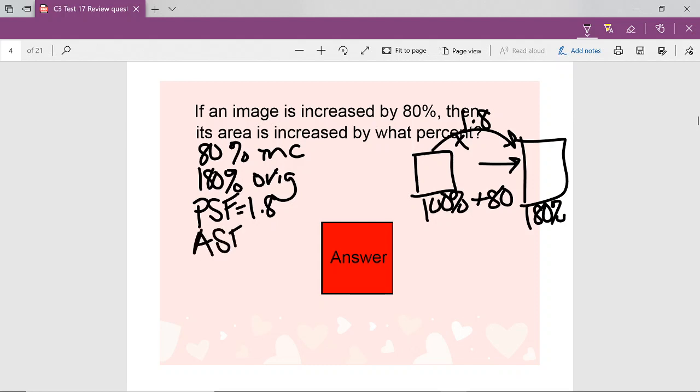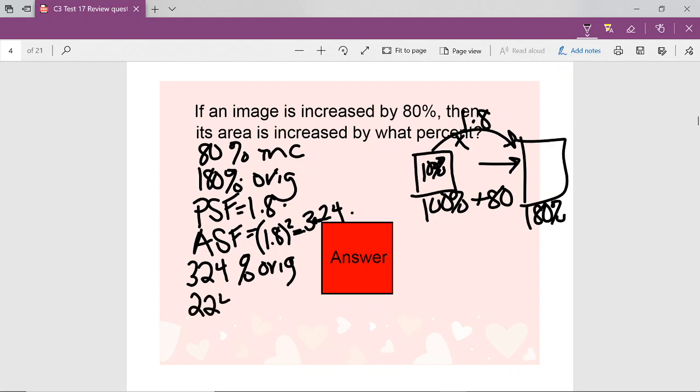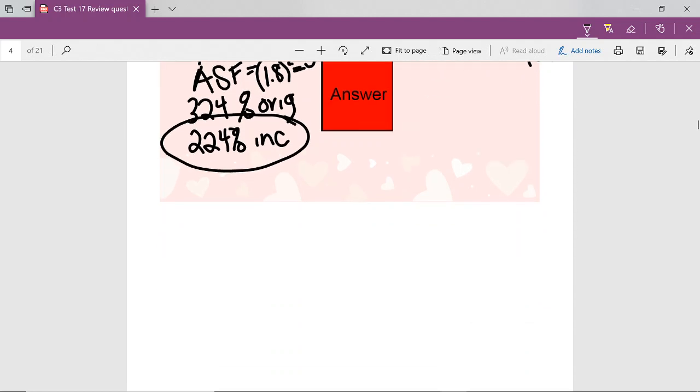From there, our area scale factor, like we've seen before, I am going to square that perimeter scale factor. That gives me 3.24. Well, going backwards, I know that if I have a scale factor, that tells me my percent of the original. Just like this perimeter scale factor gave me 180% of the original, 3.24 gives me 324% of the original. Which means if this first box was 100% as far as area, I had to add on top of it 224% in order to get this new one. So I would say my percent increase is 224%, coming from that perimeter scale factor, squaring it, then going back to our percentages.